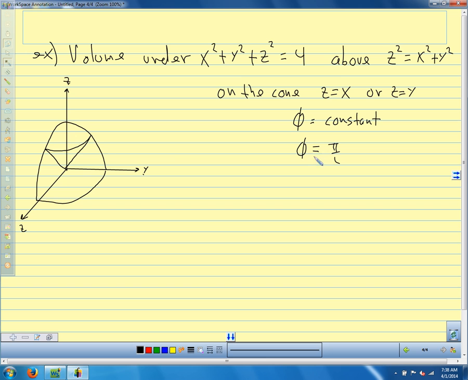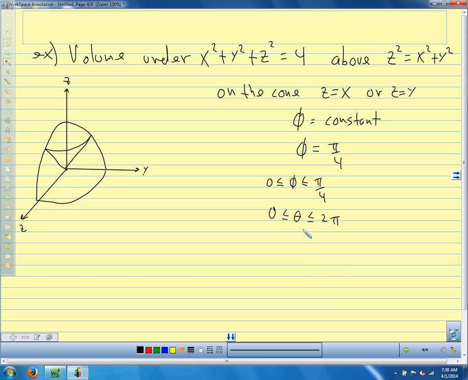So phi is going to vary inside the cone from 0 at the z-axis to pi over 4 on the cone. So we get 0 less than or equal to phi less than or equal to pi over 4. Nice, easy limits of integration. We're integrating for the entire sphere. So theta is going to vary from what to what? 0 less than or equal to theta less than or equal to 2 pi. We have a whole circle.